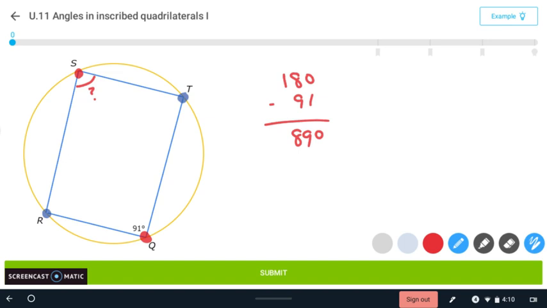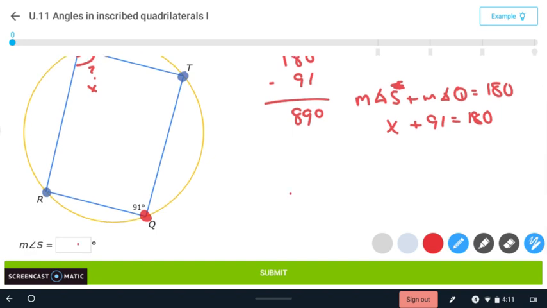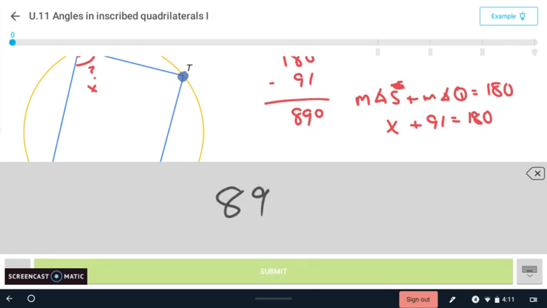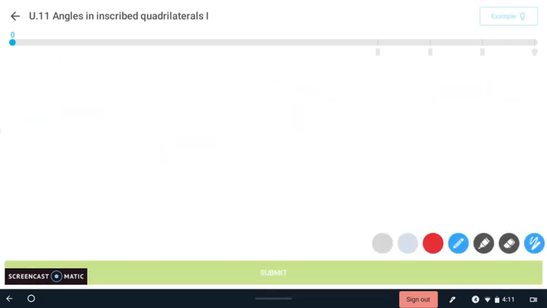If you like to write it as a formula, you could say x plus 91 equals 180. And if you want to get super picky about geometry notation, you could say the measure of angle S plus the measure of angle Q equals 180. But to solve this one, really all you need to do is subtract. So just remember, opposite angles are supplementary.